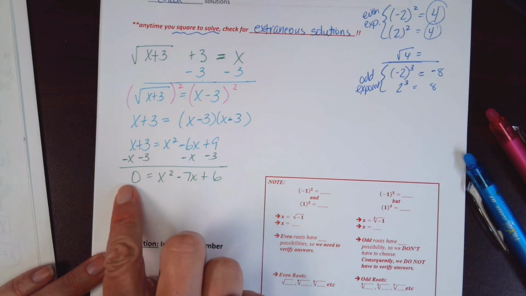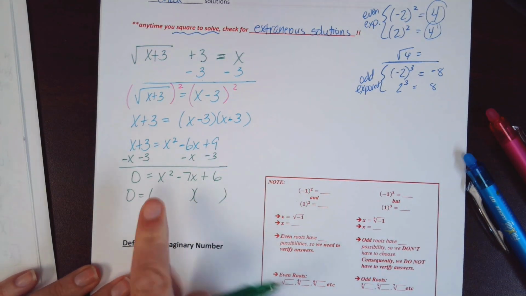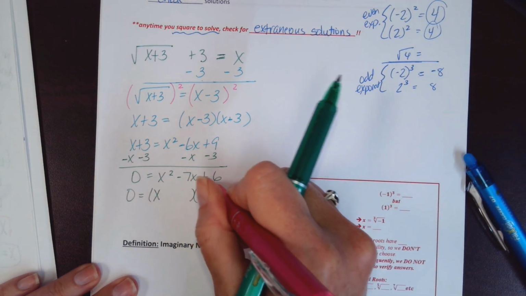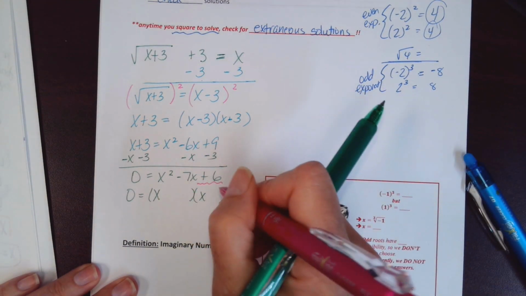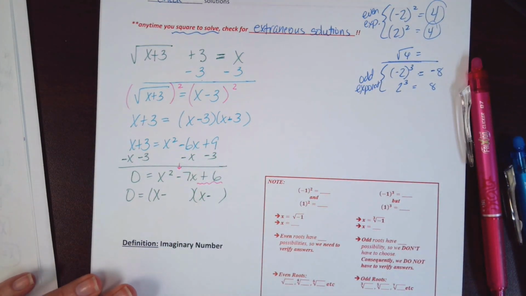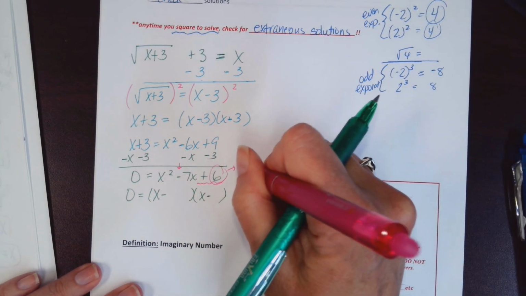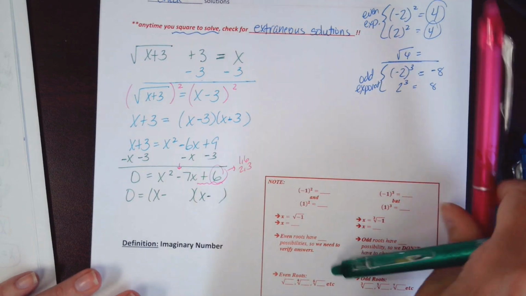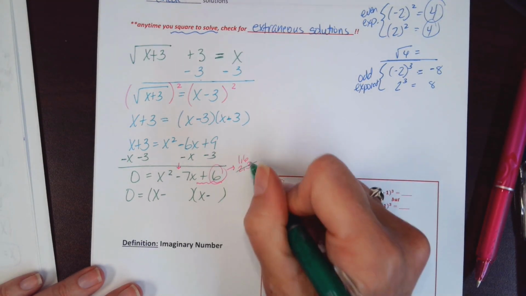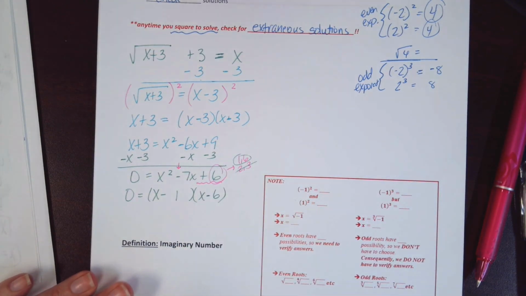Now I've got my quadratic in general form set equal to 0, and I can reverse FOIL or factor to solve. X times x gives me x squared. I see that my signs are going to be the same because that's a positive constant. They're both going to be negative. So I have x minus, x minus. My factors of 6, I can multiply 1 times 6 or 2 times 3 to get 6. I need factors of 6 that are going to add up to give me 7. So it's going to be the 1 and 6 that I use this time. So x minus 1, x minus 6.